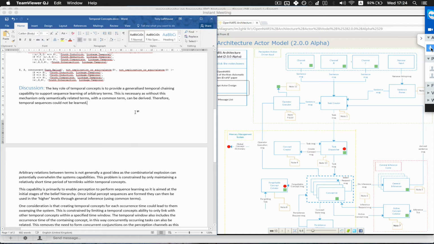So there's a few discussion points here, basically. The key thing, as I said a couple of times, is to generalize temporal chaining so that we can build sequences of arbitrary terms. Without this mechanism, we can't do it. In 1.7.0, they had this horrible process where for every input they would store the previous one and link it to the next one, and create a sequence of those two with a priority based on the confidence values and the time between them. Which is a real hack.